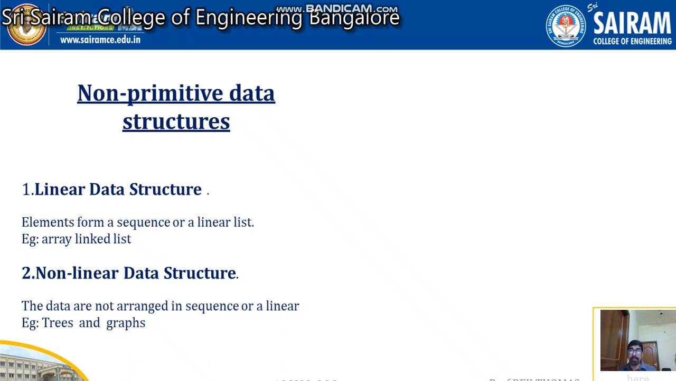As I told, linear data structure, array is an example. We have linked list. You have studied this in the first year. So in a linked list also, the first link is having the address of the second link. The second is having the address of the third link, if you remember that. So the data is stored in a linear format. So let me conclude. Non-primitive data structure is again divided into two categories. One is linear data structure, other one is non-linear data structure.